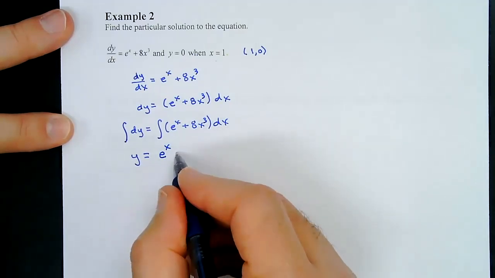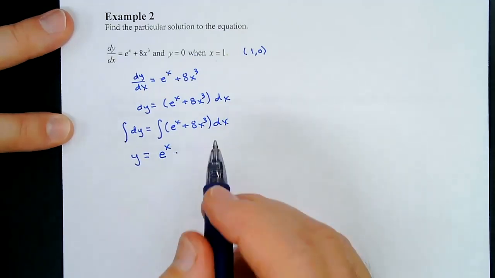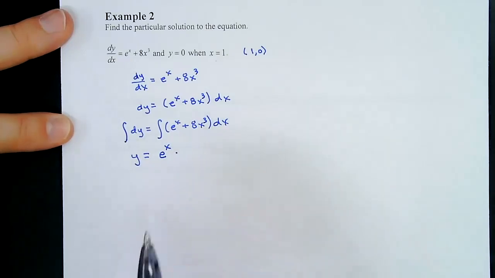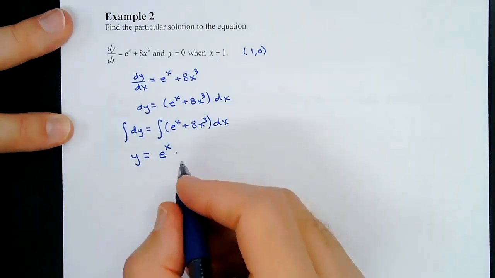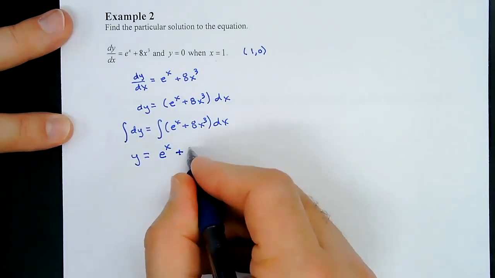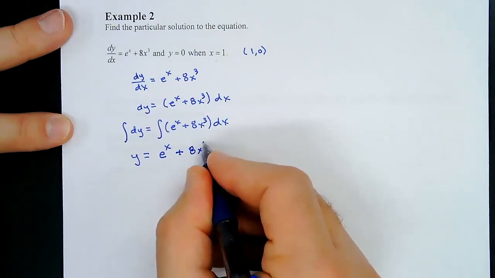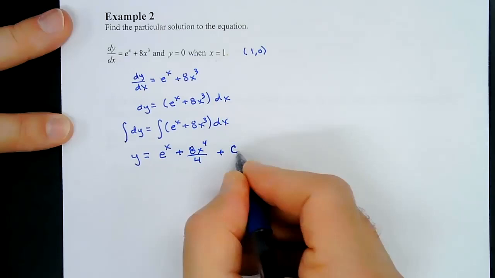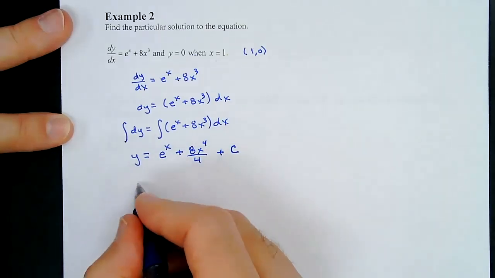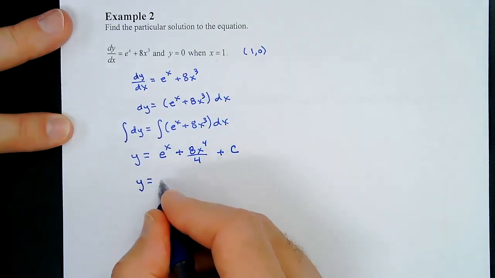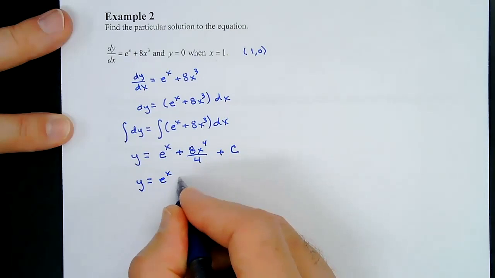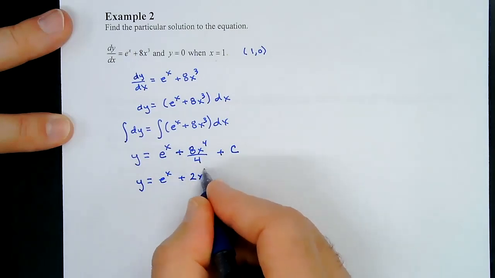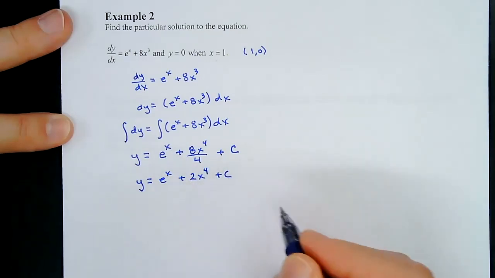I'm gonna have to apply the product, or not the product rule, the power rule. I keep saying the wrong rules, okay? The power rule, okay? And so we have to add, and this would be 8x to the fourth over 4 plus some c that we don't know, right? And I'm gonna clean this up. So this becomes y is equal to e to the x plus 2x to the fourth plus c.